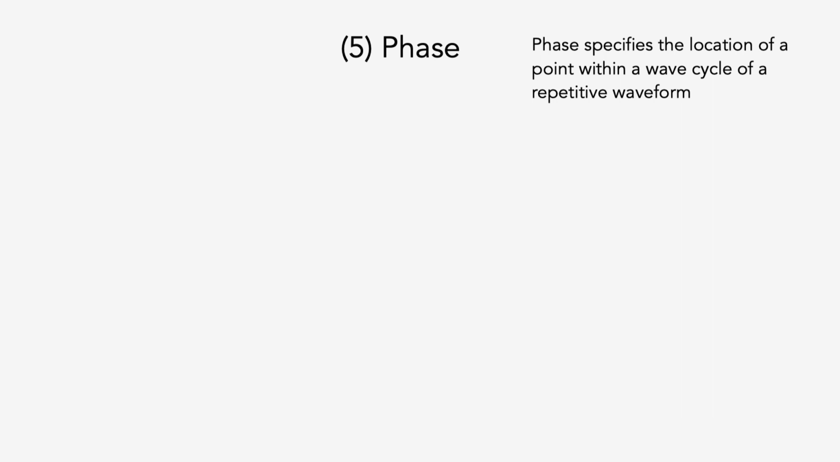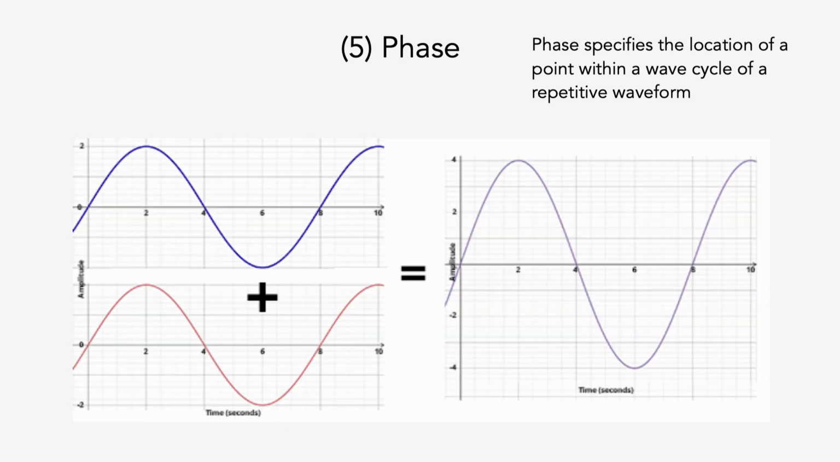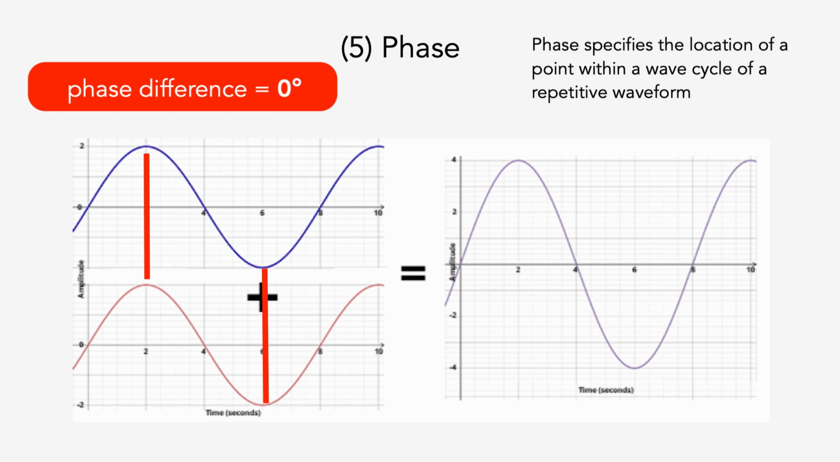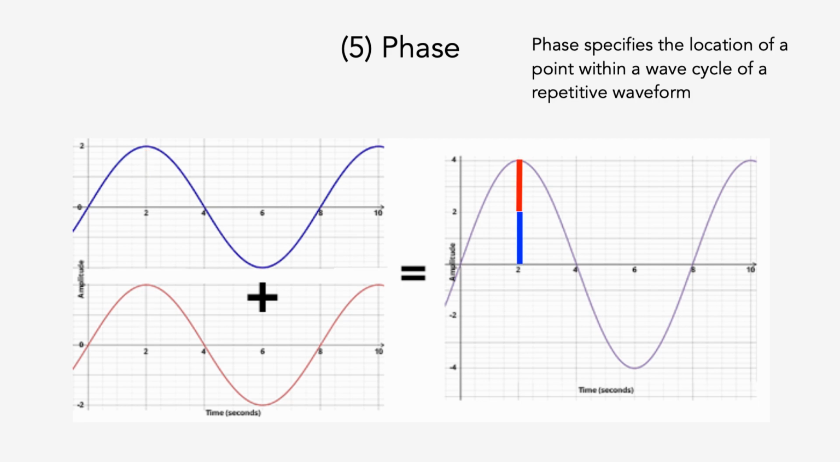Phase specifies the location of a point within a wave cycle of a repetitive waveform. Two sound waves of the same frequency that are perfectly aligned have a phase difference of 0 and are said to be in phase. Two waves that are in phase add to produce a sound wave with an amplitude equal to the sum of the amplitudes of the two waves.